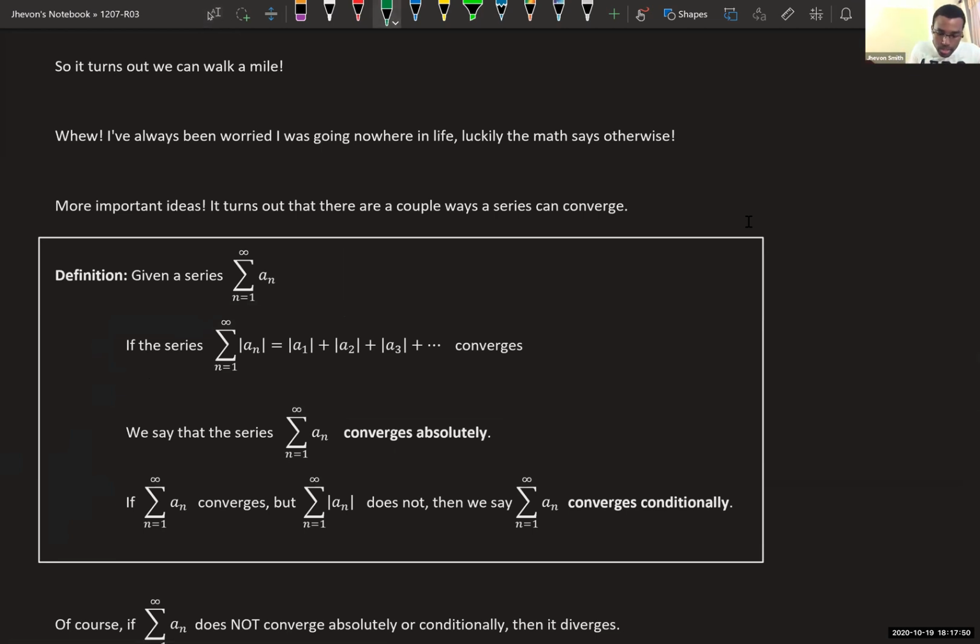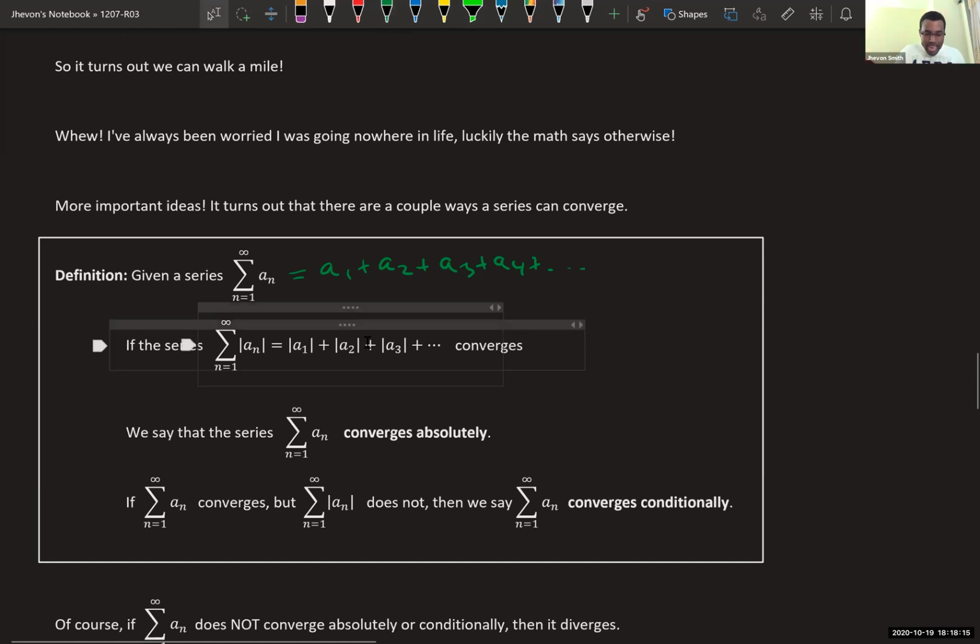So the original series here is like A1 plus A2 plus A3 plus A4 plus ... and someone just comes and says, you know what, we're not going to add up A1, A2, A3, A4. Let's put absolute values around the A1, absolute values around the A2, absolute values around the A3, absolute values around the A4, absolute values around everything, right? Put absolute values around each term and add those guys up. If that guy converges, then we say the series converges absolutely.